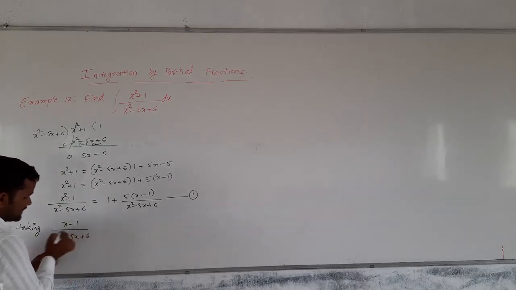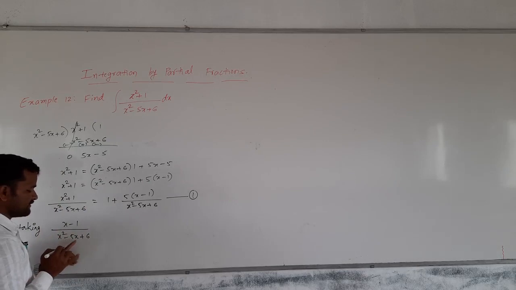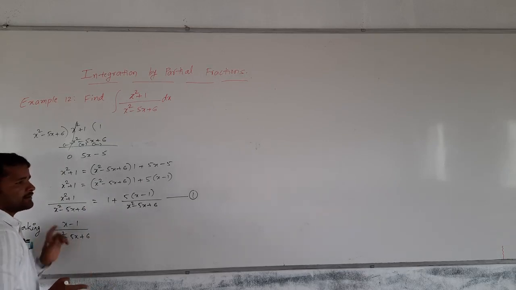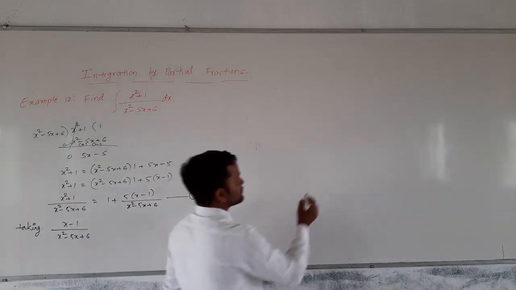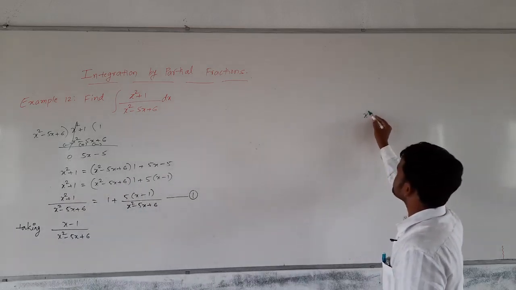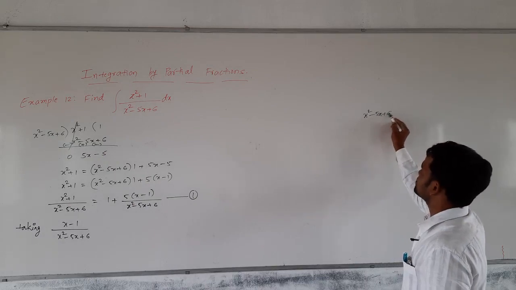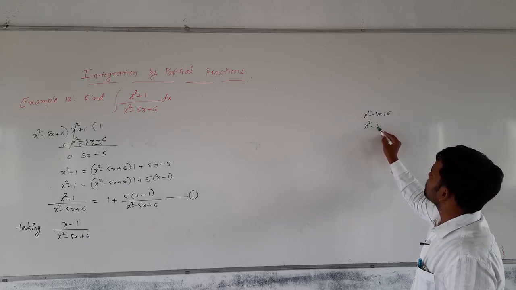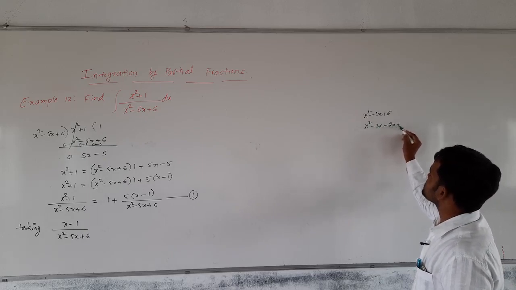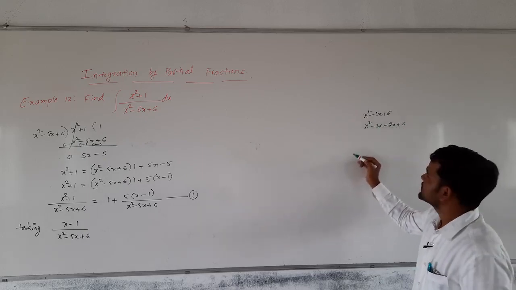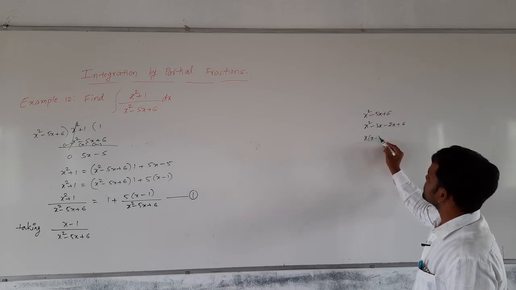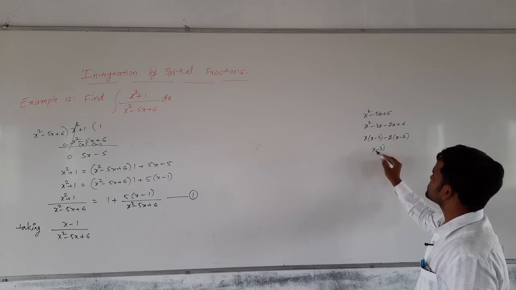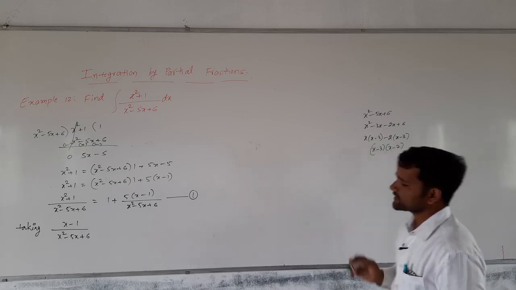Okay, this denominator x square minus 5x plus 6 I will factorize. Means I want to take it in factorized form. How? You see here x square minus 5x plus 6 is there. X square, how can I take? Minus 3x minus 2x plus 6 I can take. This is x into x minus 3 minus 2 into x minus 3. X minus 3 into x minus 2 I can consider.